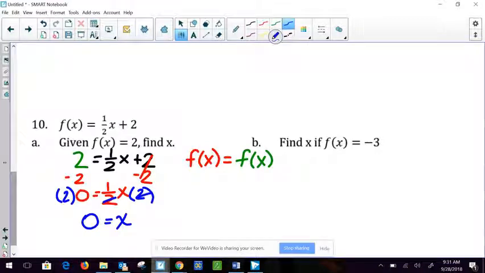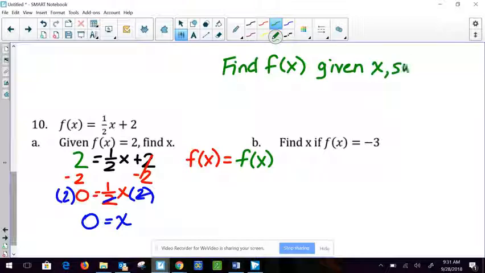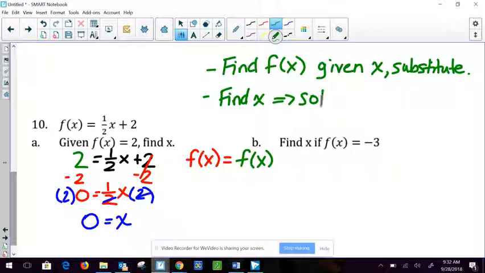I hope this is making sense to you guys. Some little notes that I think would be helpful for you to write down. If it says find f of x given x, if it has this notation, this is where you are just substituting. This is where we substitute and do the plug and chug. Okay, chug along, plug it all in, and we can use our calculators to simplify it. If you see the words find x, this is when you have to solve an equation.